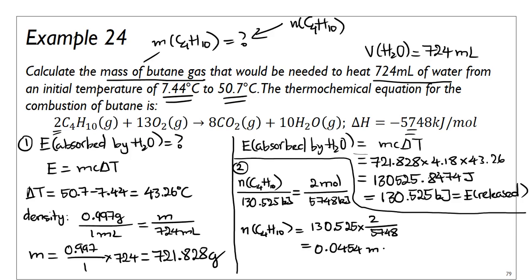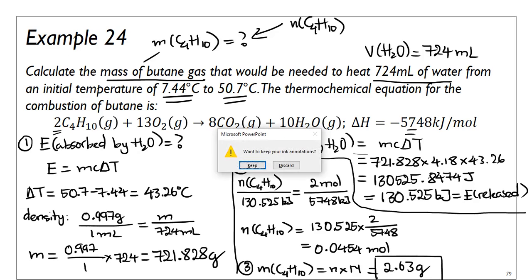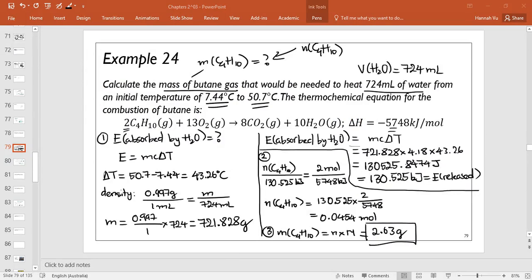mole. And finally, I'm going to find the mass of C4H10, which is going to be number of moles times molar mass. So times 58, I think it will go into 3 sig figs, is going to be 2.63 grams, and that's going to be my final answer for question 24, which hopefully is not too difficult.